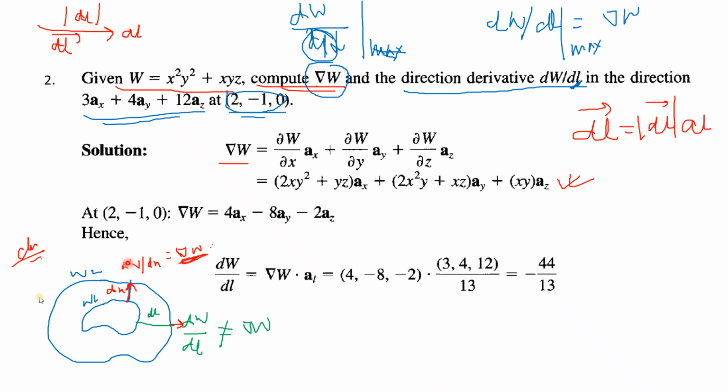Now the n vector was the shortest, therefore dW by dn, after doing that, we are getting the gradient. But dW by dl we will not get the gradient, so we will get another value that you have to calculate. But the problem is we don't have the dW value, so we don't know its value. We know the dl value, so how will we divide? There is no need to divide. Instead of dW, we will take the value of del W, meaning the gradient.